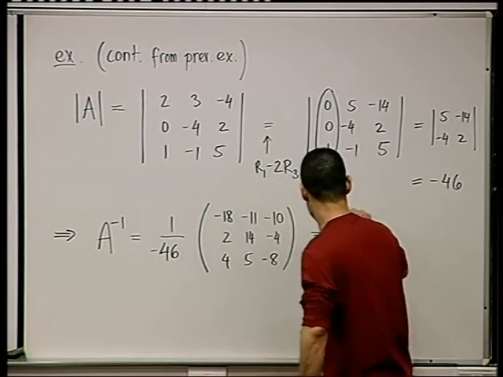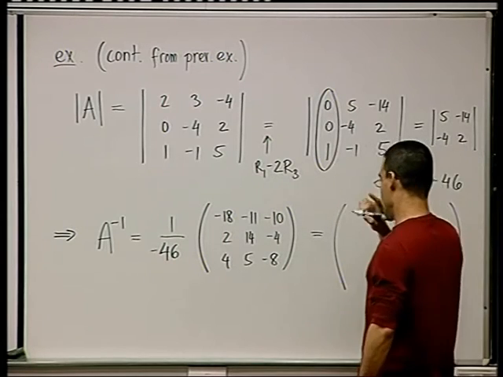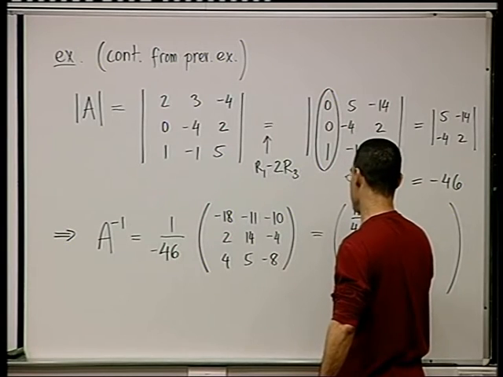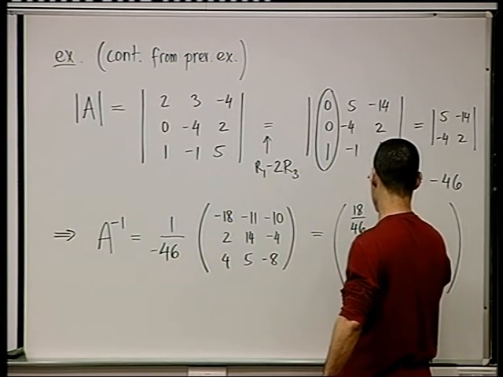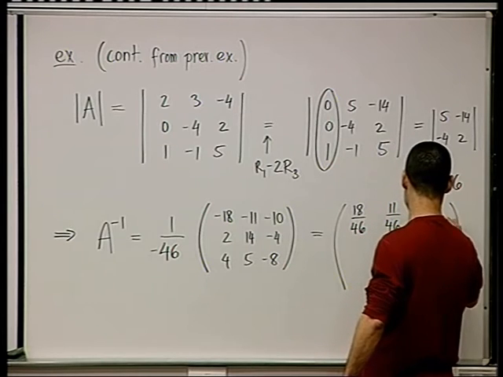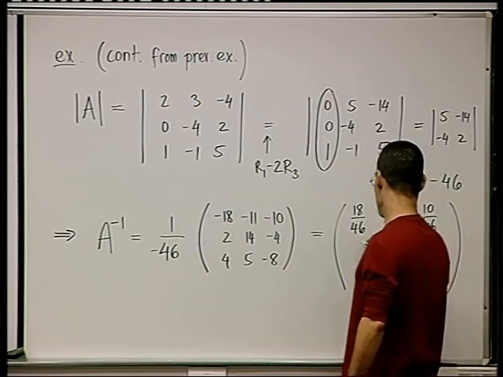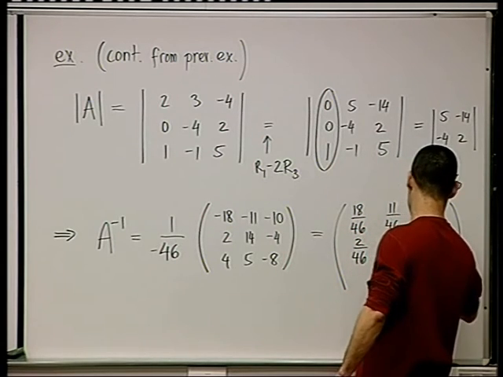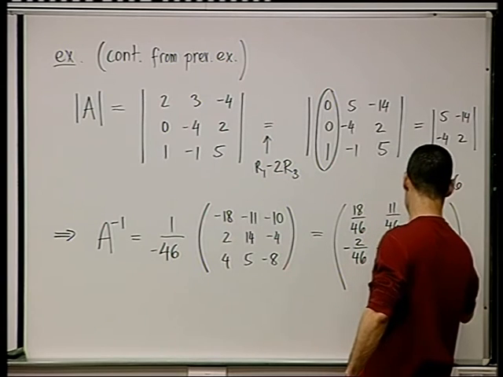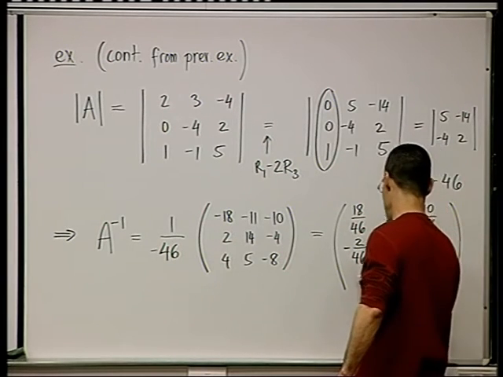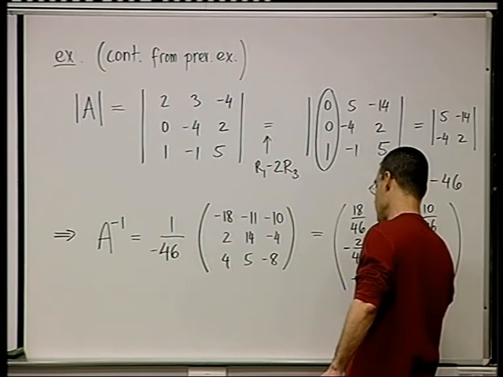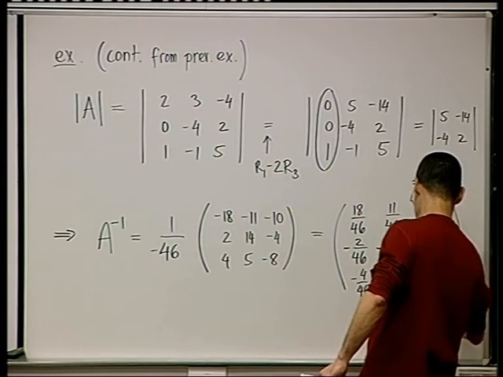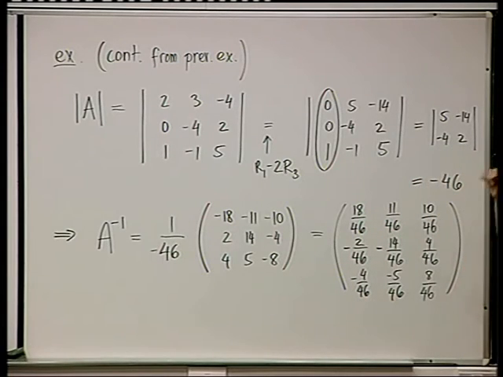And if you really want to plug in the numbers, then the minus here is going to invert them, and you're going to get what? 18 over 46, 11 over 46, 10 over 46. You can even simplify some of these. 2 over 46, 14 over 46. No, these are with minus. 4 over 46, and negative 4 over 46, negative 5 over 46, and 8 over 46. This is A inverse. Okay?